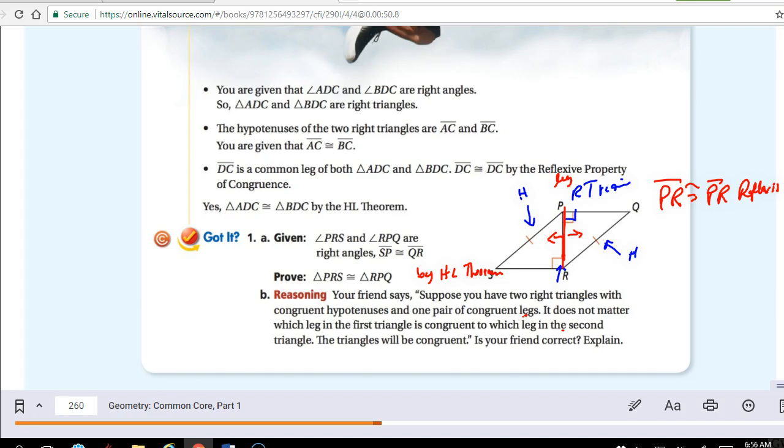They may look different. You may have a right triangle here and one laid this way, and as long as one of the legs match up, then it really doesn't matter. So the friend would be correct, even if it doesn't appear to be. As long as you have a hypotenuse and a leg, regardless of the legs looking the same or not, as long as we know they're congruent, that's enough to prove that the triangles are congruent to each other.